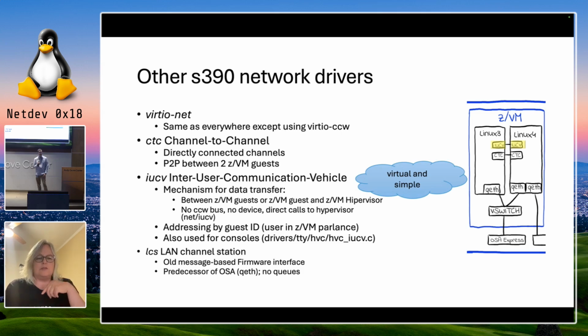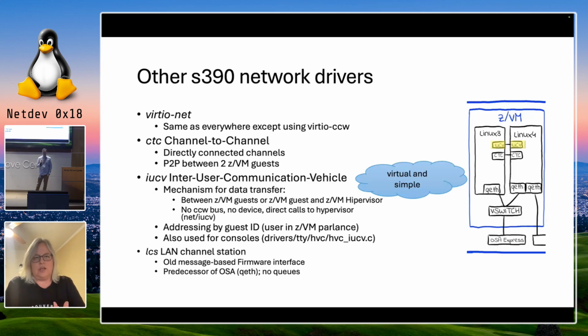As I said, IUCV is based on messages, so it's not really a device. It's not on the CCW bus. It directly uses messages. It's located in NetIUCV. There is an AF_IUCV socket family. So you could write software with sockets and open AF_IUCV sockets and use that mechanism to talk to the other guests on the same z/VM. There actually is today also under drivers s390 net a NetIUCV network device based on this IUCV mechanism.